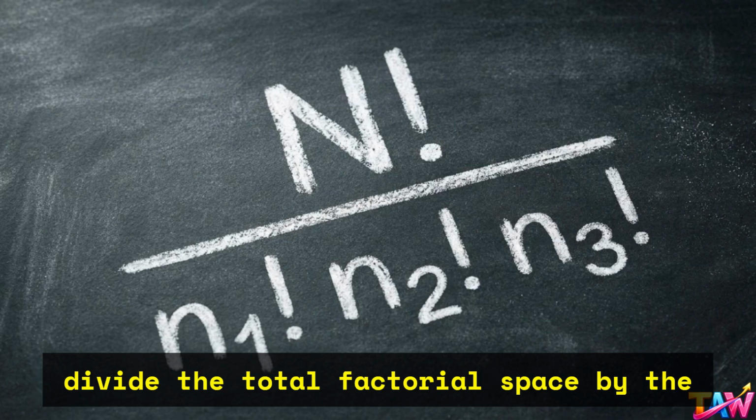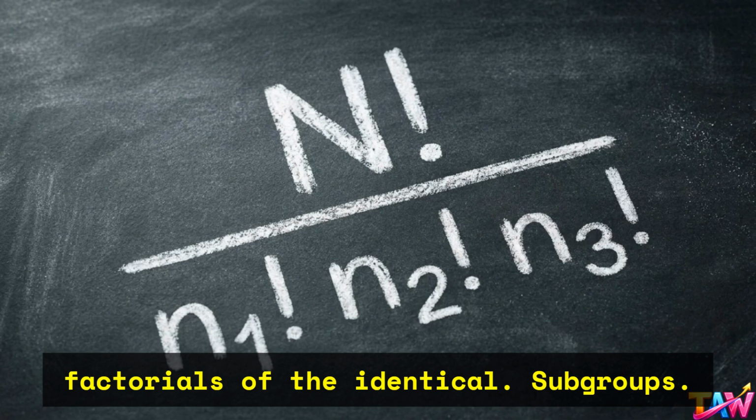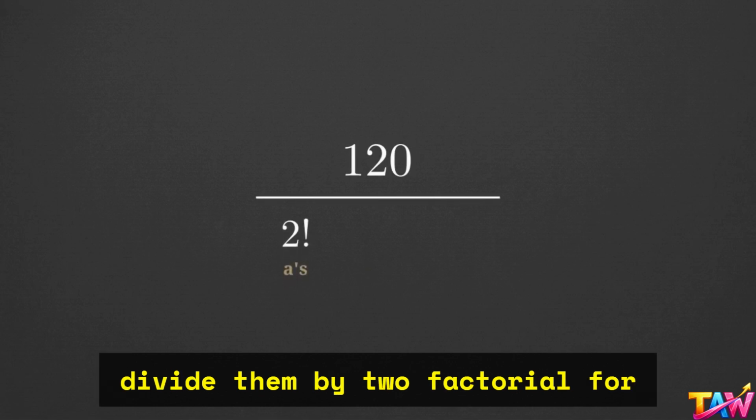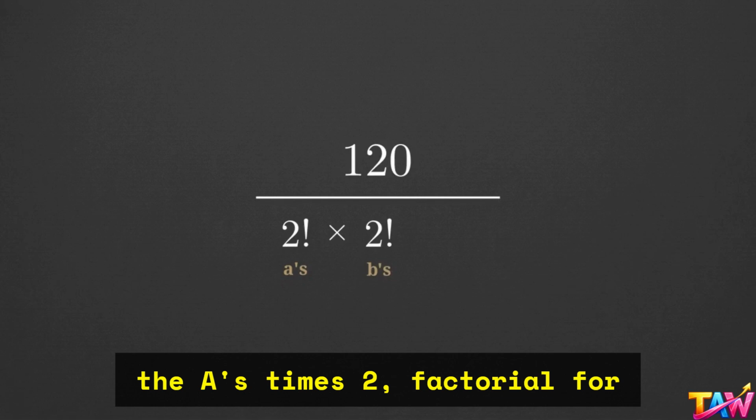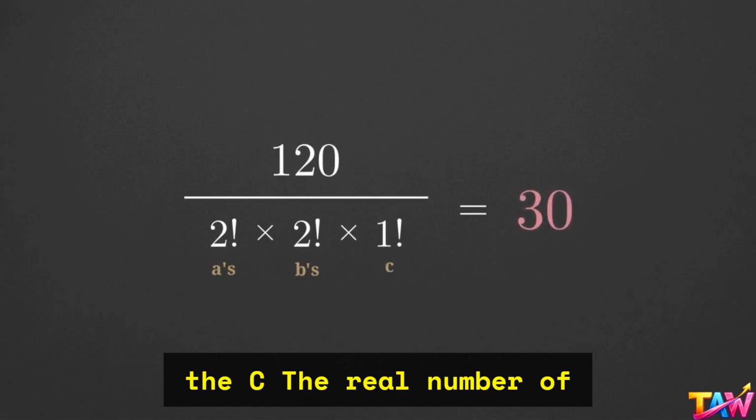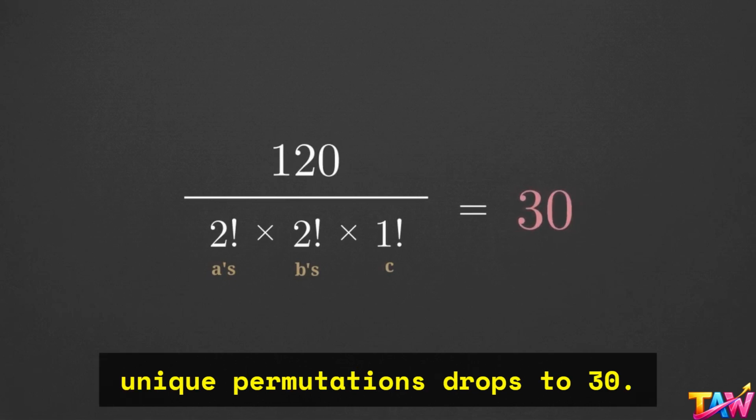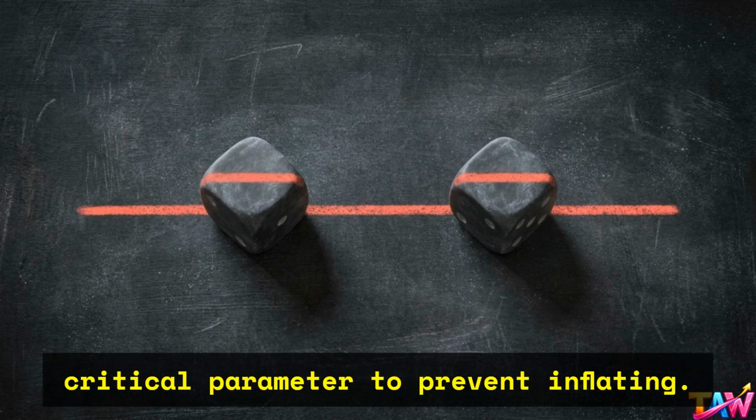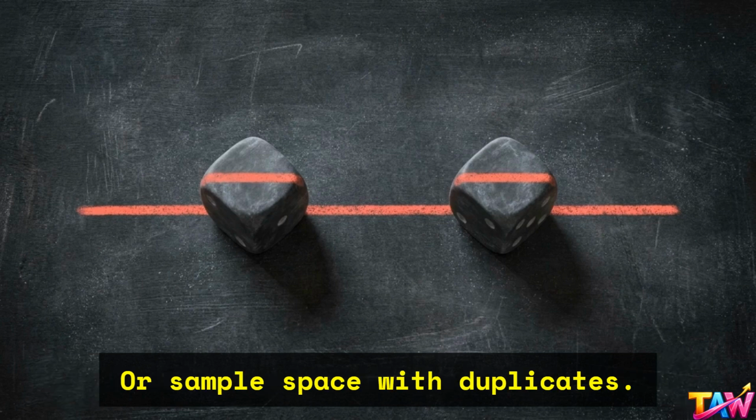To correct this, we use the logic of the multinomial theorem. We divide the total factorial space by the factorials of the identical subgroups. Applying this to our set, we take the 120 total paths and divide them by 2 factorial for the A's times 2 factorial for the B's times 1 factorial for the C. The real number of unique permutations drops to 30. Identifying identical subtypes is a critical parameter to prevent inflating our sample space with duplicates.